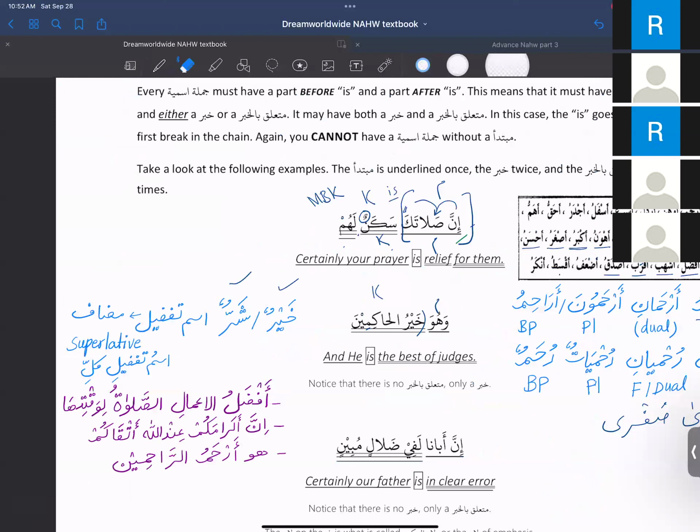So now, what is important over here is how we are going to figure out whether this is comparative or superlative. Whenever ismu tafdil is mudaf, then it is superlative degree. So over here, khayrul hakimin. Is khayru mudaf over here? Yes, khayru is mudaf. So that's why the translation is best. So he is the best of judges. Otherwise, if it was not mudaf, if it is huwa khayrun, then it is better. Then the translation would be it is better.